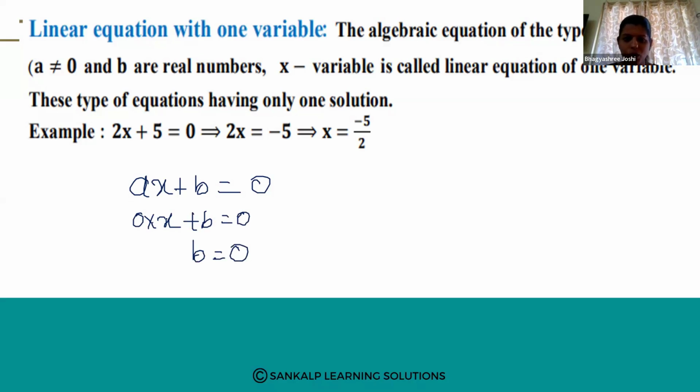If a becomes 0, then it will not be a linear equation. It is simply a term. It becomes a term, it does not become a linear equation. So for a linear equation, a is not equal to 0.